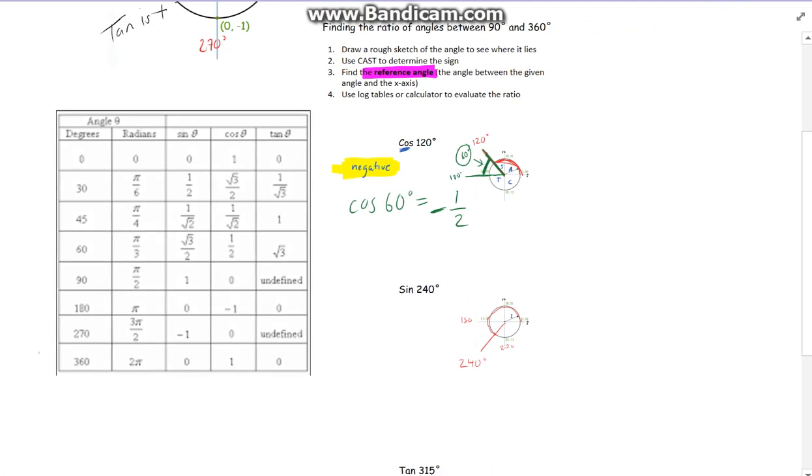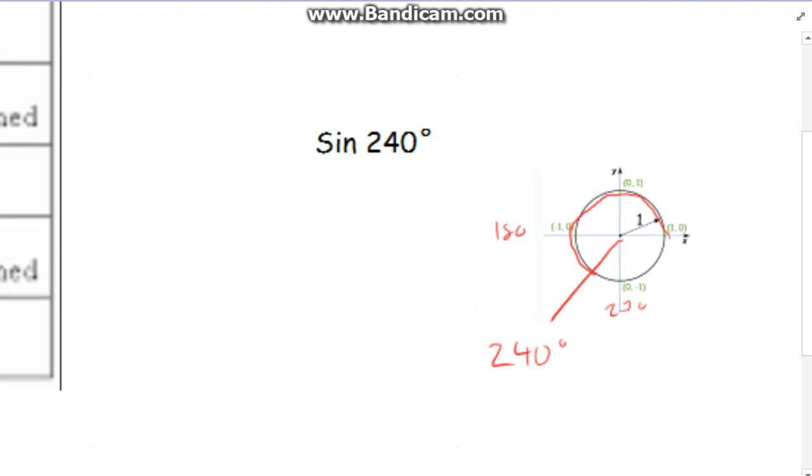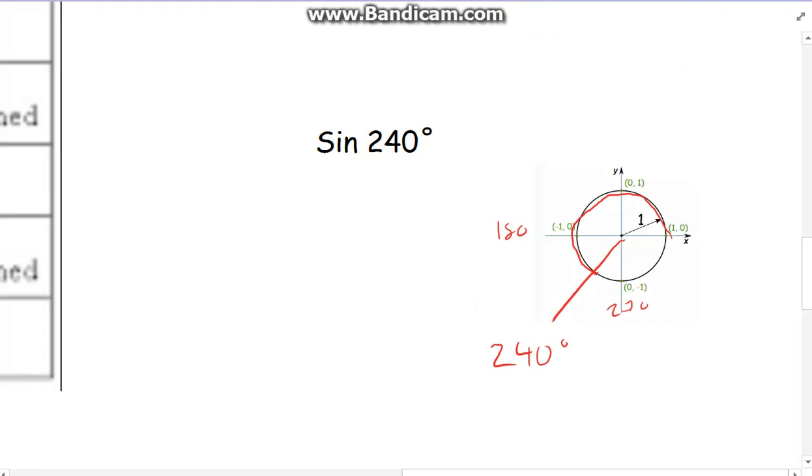Okay, so draw a rough sketch, and now let's use CAST to see where it lies. So let's draw on our CAST. So this was sine, but unfortunately 240 lies within T's quadrant, so we know it's going to be negative again.